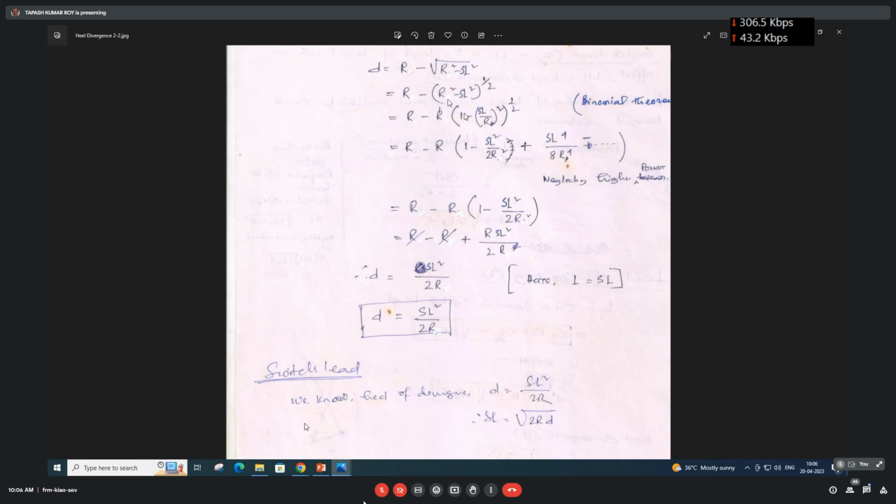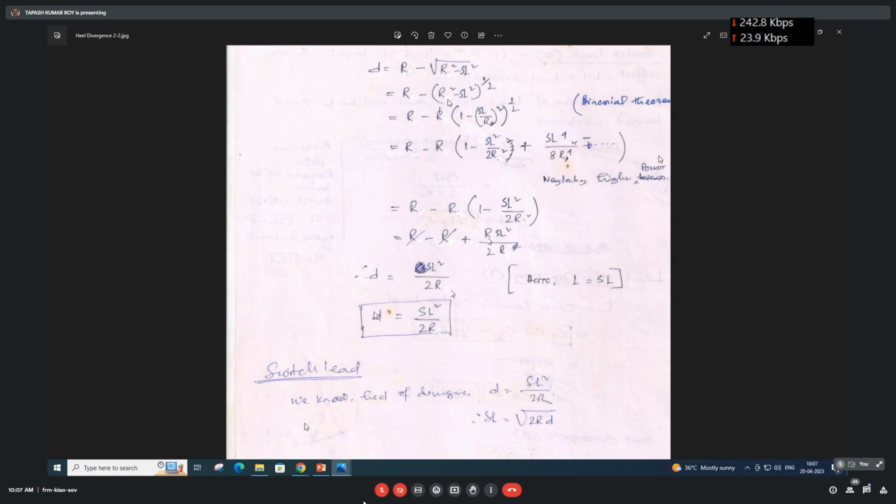By following the binomial theorem, we can easily write R equal to 1 plus S square by 2R square plus S to the power 4 divided by 8R to the power 4 minus the next term. Neglecting the higher terms, we can write R minus R times 1 minus S square by 2R square, so we get S square by 2R. So D equal to, this is the heel divergence D, S L square by 2. Here two are unknown.